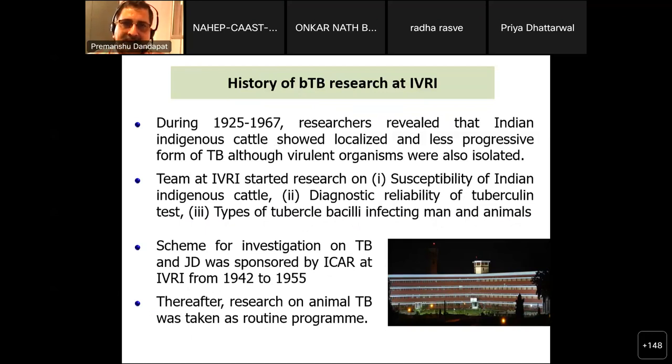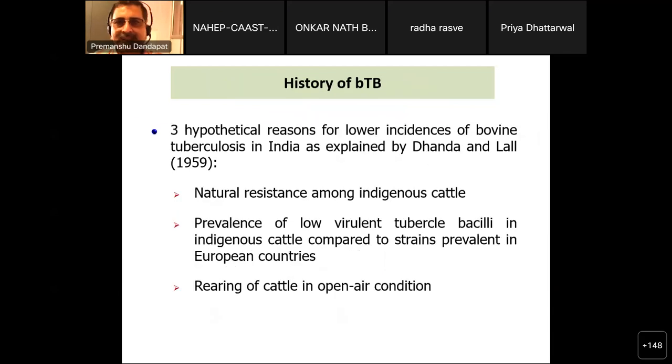The team of IVRI then started research on the susceptibility of indigenous cattle, and the diagnostic reliability of the tuberculin test, which is still being used in India. They also studied the different types of tubercle bacilli circulating in both human and animal populations in India. Few other research projects also started since 1942, and this is now a routine program conducted in different sectors. Basically, whatever the old researchers have done, even the production of the tuberculin test or the tuberculin PPDs, is still being used.